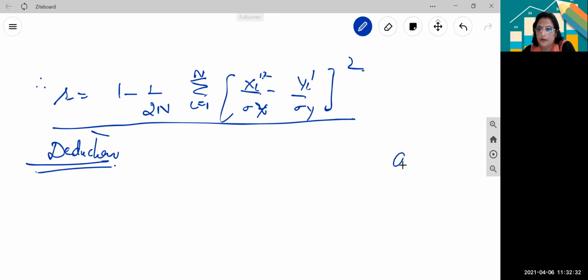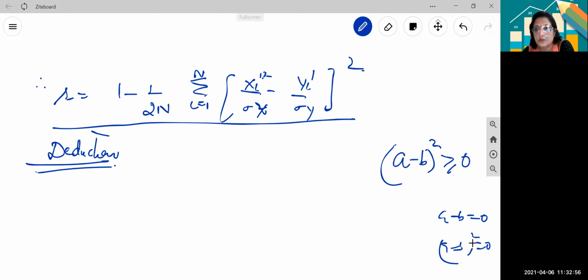Whatever the values of a and b we have, a minus b whole square is always non-negative. Whichever quantity gets squared, whether it is positive or negative, it will be either greater than 0 or equal to 0. It will be 0 when the value of that expression itself is 0. If you have a minus b equal to 0, then its square will be equal to 0. Otherwise, if a minus b is not equal to 0, it implies its square is always greater than 0.